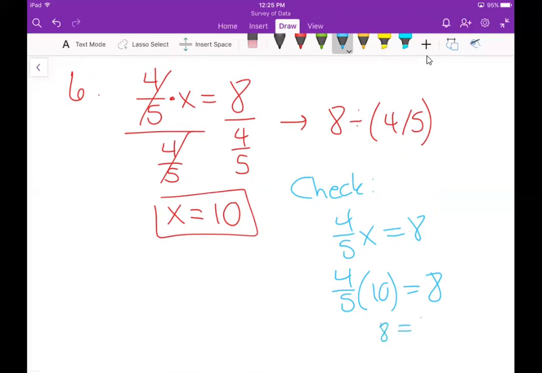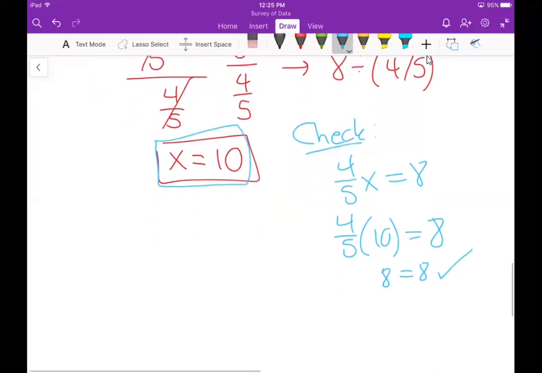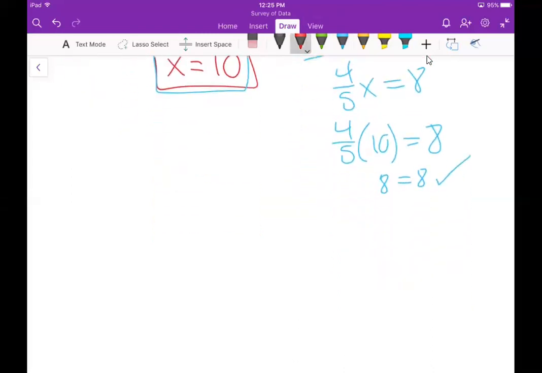Okay, so we get down to 8 equals 8, and we know that that works, that this is in fact our final answer. Okay, so do that checking step anytime you're not sure if what you just did was the correct thing to do.